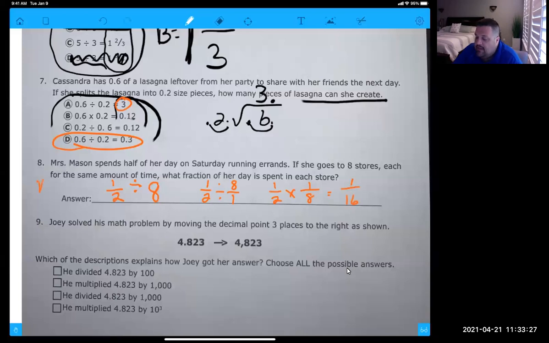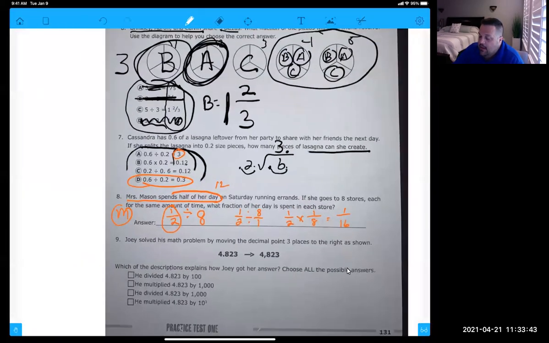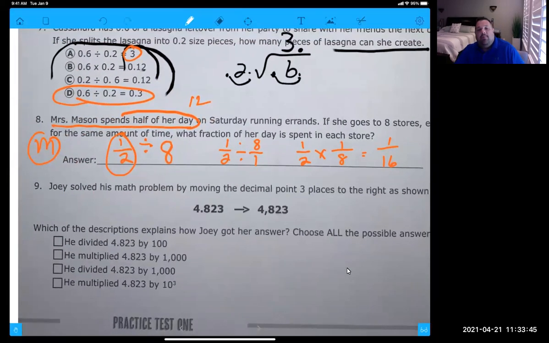And this is a medium problem. So you need to know that she spends half of her day. That's the half, right? The part that confused me when it said half of the day, I always want to use 12 because that's half a day. But I guess I looked a little too deep into that. All right, if you're at home, pause and do number 9.